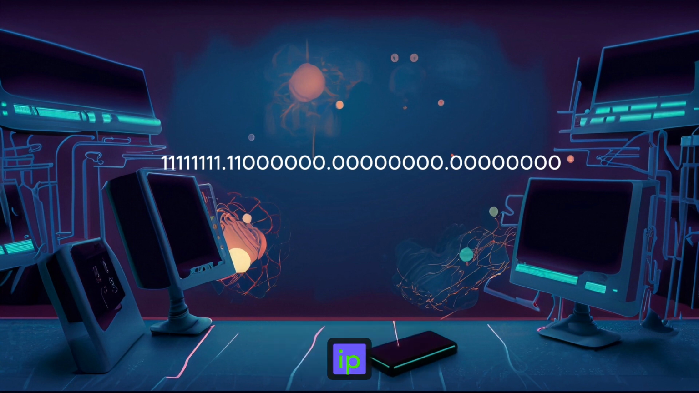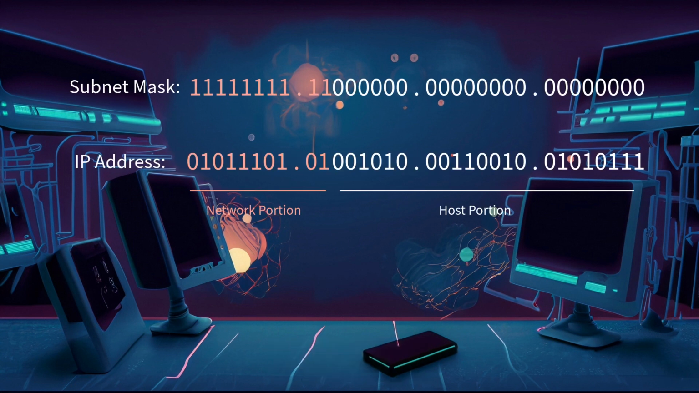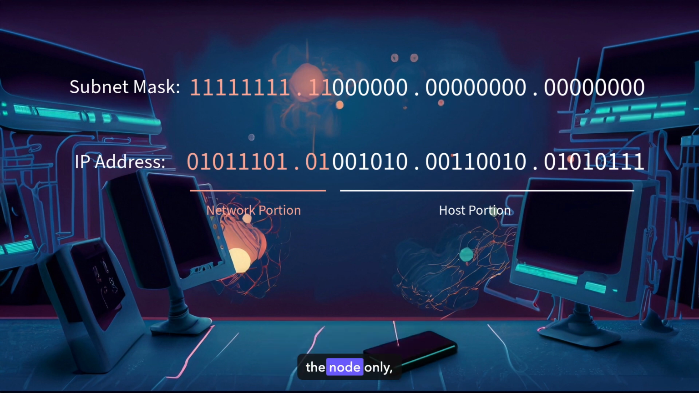The bits in your IP address corresponding to which the value is 1 in the subnet mask are part of the network portion, and the rest of the bits in your IP address corresponding to which we have zeros in your subnet mask are part of the host portion. Host is nothing but node. We are calling host to the node only.